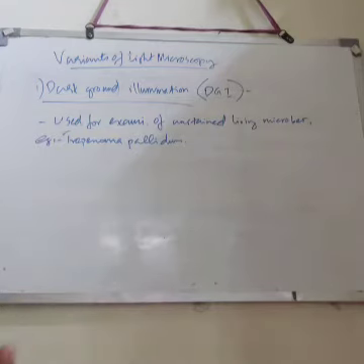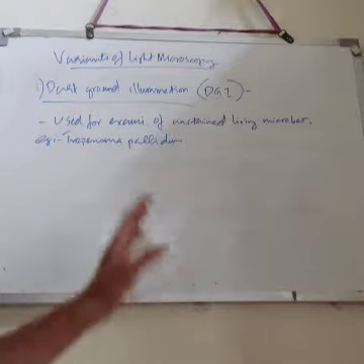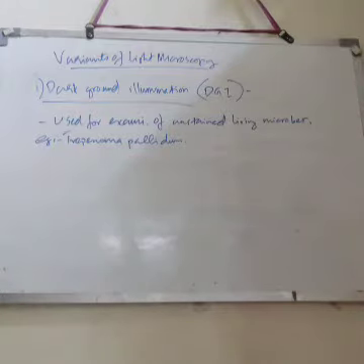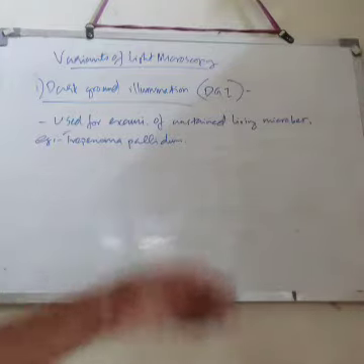Okay, and the condenser is blackened in the center, and light passes through the periphery, illuminating the living microorganism on a glass slide. That's called dark ground illumination. It's a variant of light microscopy.